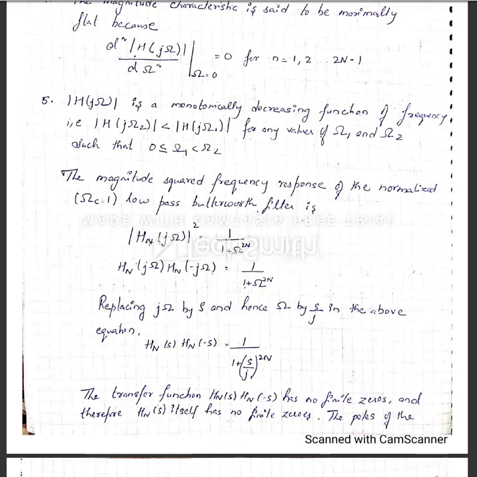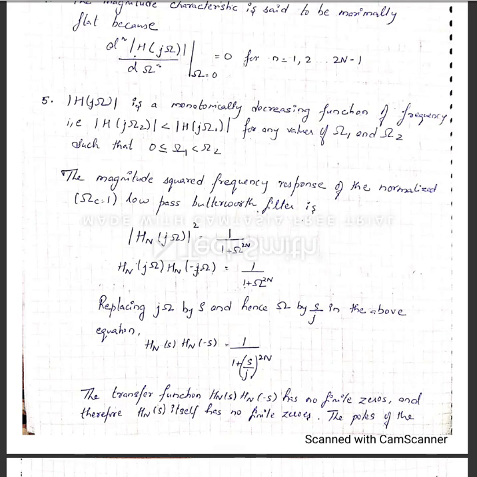Now they say the magnitude squared frequency response of the normalized filter, normalized in the sense that omega c is equal to 1 radian per second, for a low pass Butterworth filter will be given by 1 by 1 plus omega to the power 2n. Now this can also be written as H n of j omega, H n of minus j omega, and this is 1 by 1 plus omega to the power 2n.